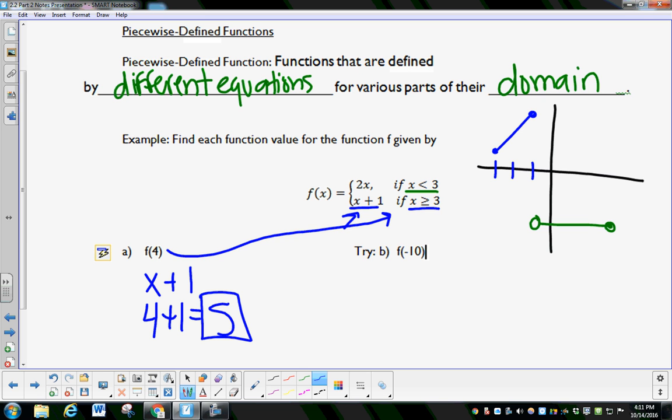So the last thing I want you guys to do is try finding f of -10. I don't know why there's a little line after it, and I know that b is kind of confusing. So I just want you to find f of -10. Figure out which of these two equations to use, and then plug -10 in.